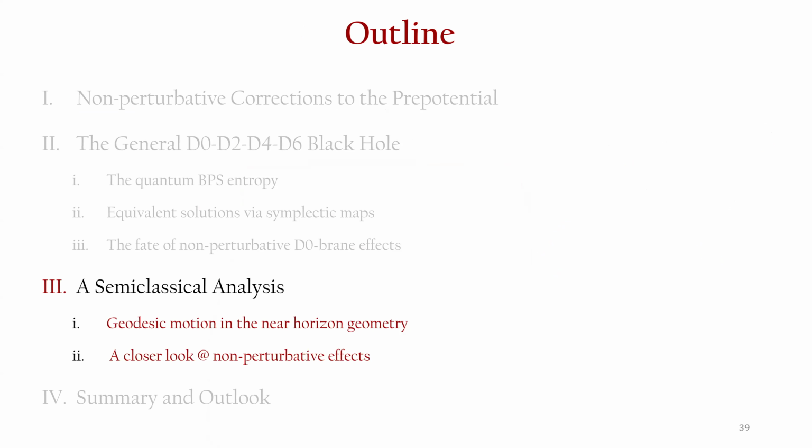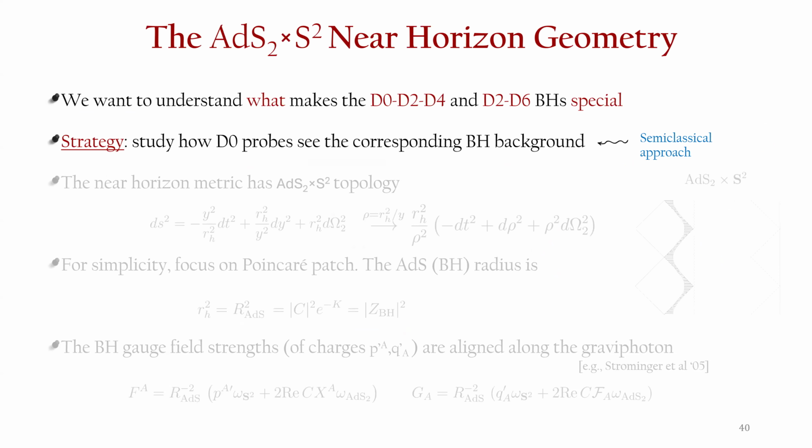Okay. So of course there are many ways in which you can try to attack this interpretation problem, if you wish. But the approach that we will take here is to adopt a semi-classical perspective. So what we want to understand now is, let's take the most general two-derivative BPS black hole background and study how D0-brane probe particles, or in general BPS probe particles, behave in this background, semi-classically. And in particular, we will study that behavior in the near horizon region.